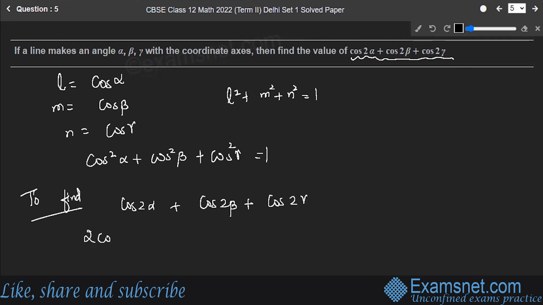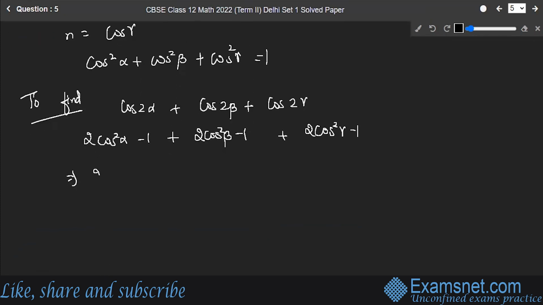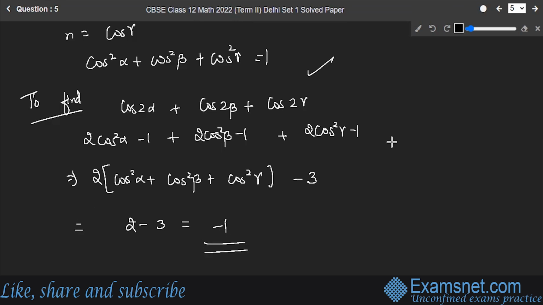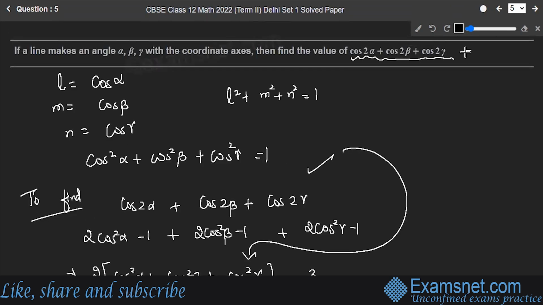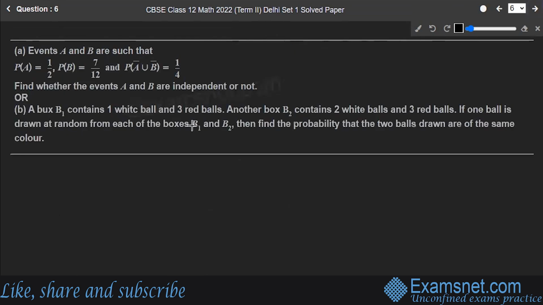This can be written as (2 cos square alpha minus 1) plus (2 cos square beta minus 1) plus (2 cos square gamma minus 1). Right. So this can be written like, I'll take the 2 common: 2 times (cos square alpha plus cos square beta plus cos square gamma) minus 3, and that was equal to 1. So this is equal to 2 minus 3, which is equal to minus 1. Right, I have used this value over here. So the answer to this question is equal to minus 1. Hope you understood that.